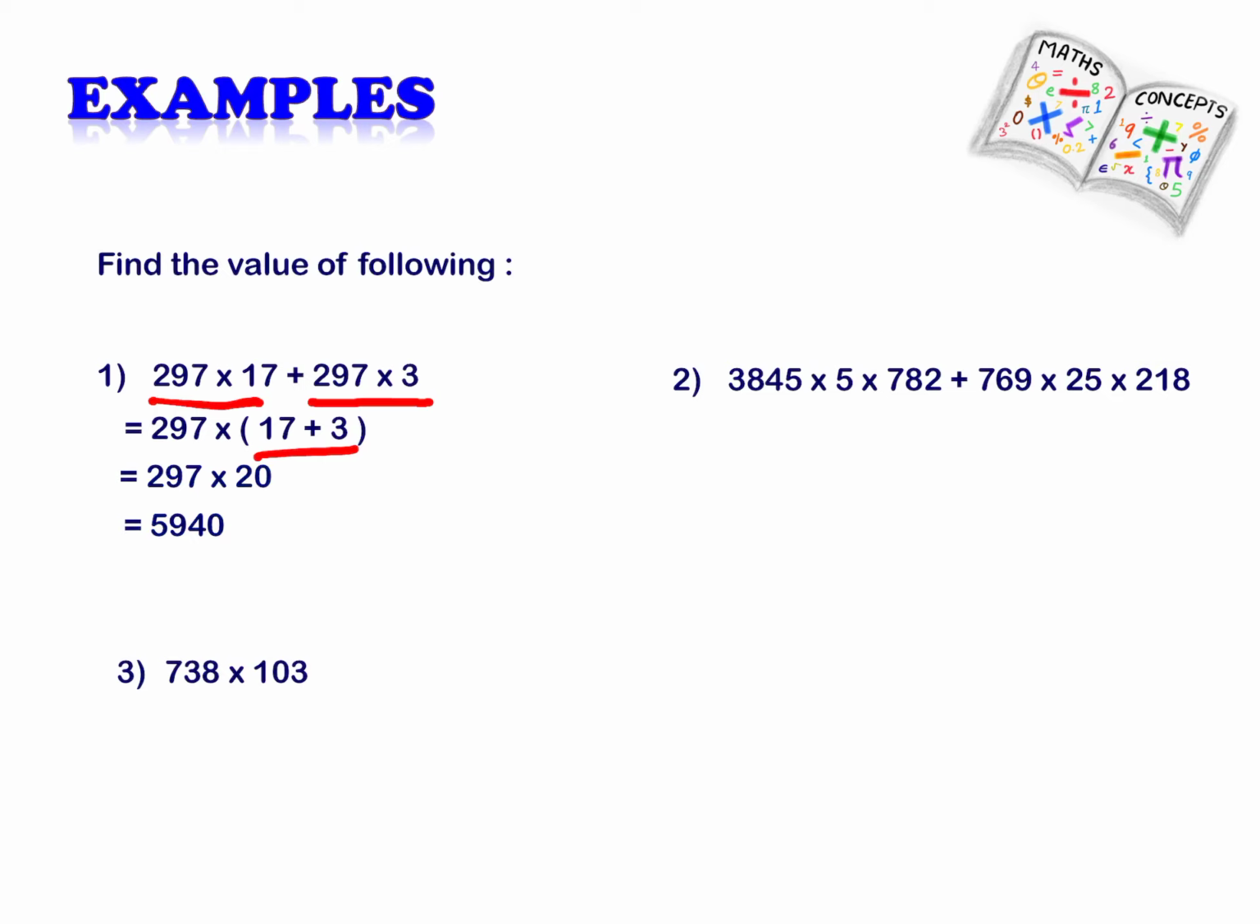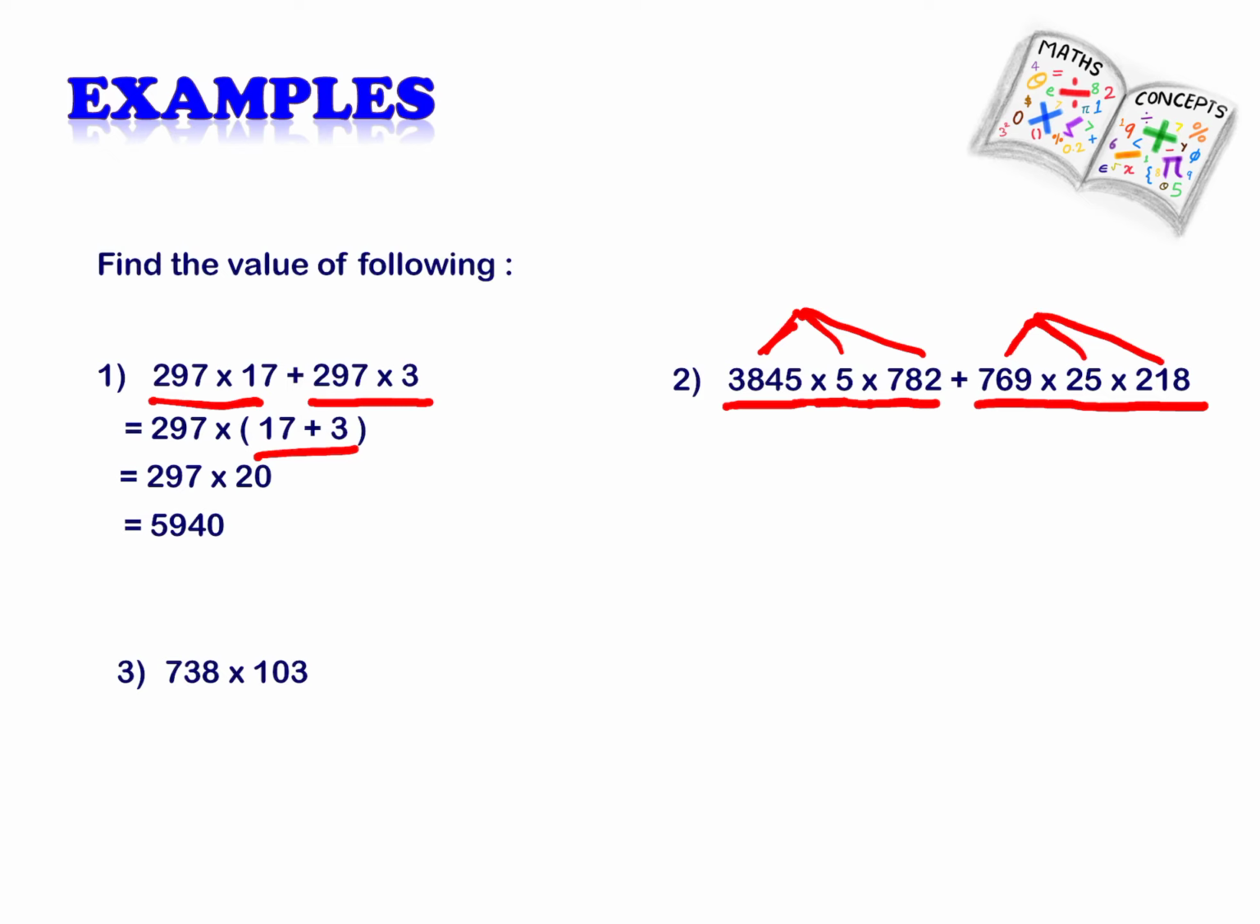Okay, now let's consider second example. 3845 into 5 into 782 plus 769 into 25 into 218. Okay, now this example is bit tricky. In this case, there is no common number on both sides of multiplication, but we see that there are three numbers multiplied here on both sides of plus sign, right? So probably the multiplication of two numbers on both sides is same.